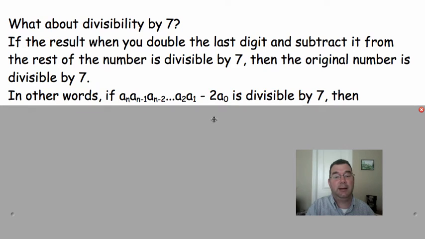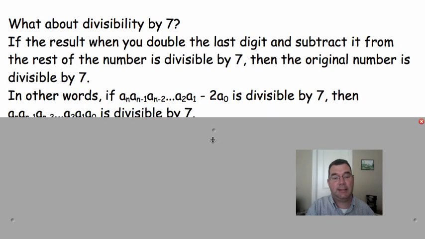So basically, I'm taking that number that I talked about before, a sub n minus 1, those being the digits. Well, if I chop off the last digit, so that this new number now ends at what was the tens digit, and what was in the hundreds is now in the tens, then from that number I subtract twice what was in the ones column. If that's divisible by 7, then the original number was divisible by 7.